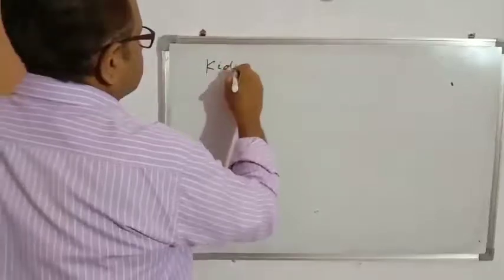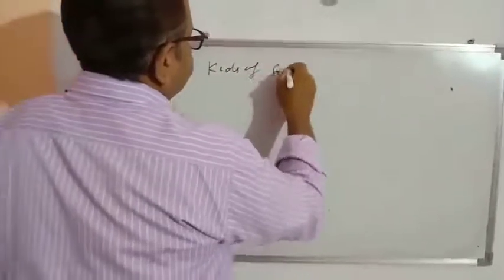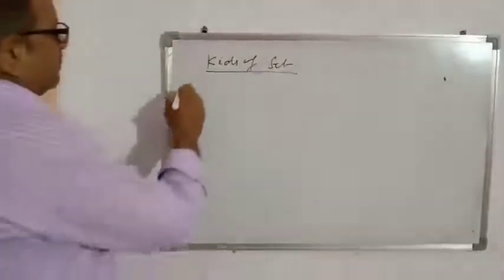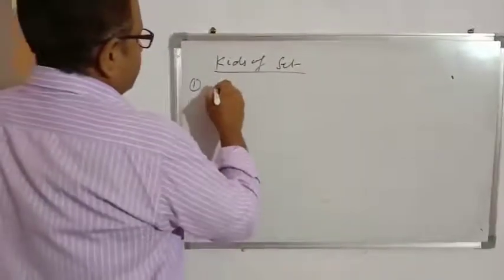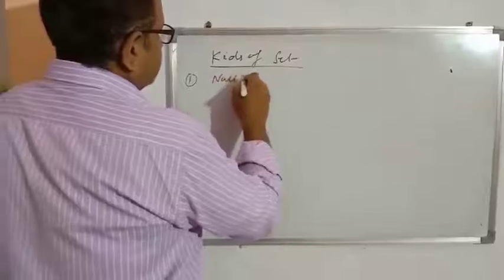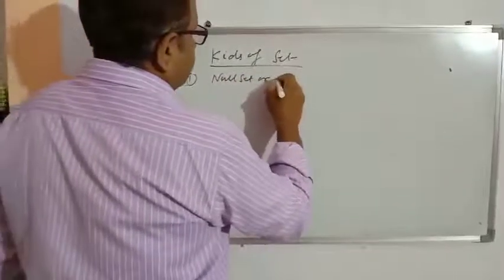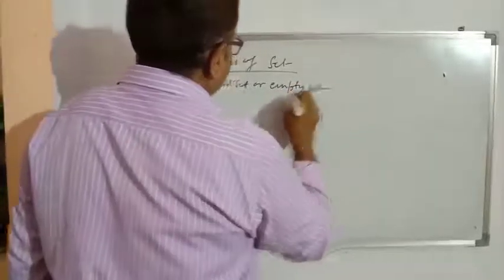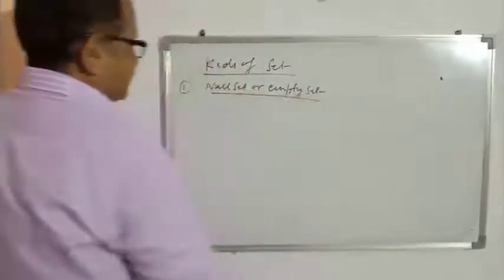Kinds of set. How many kinds of set are there? First one, null set or empty set.